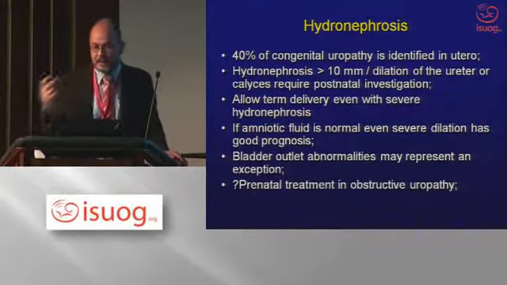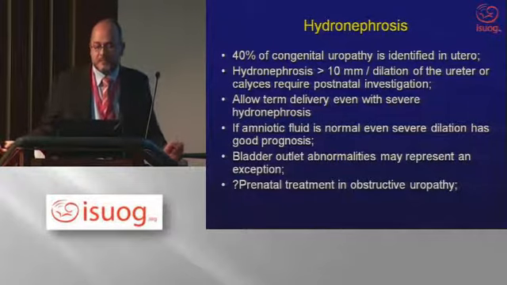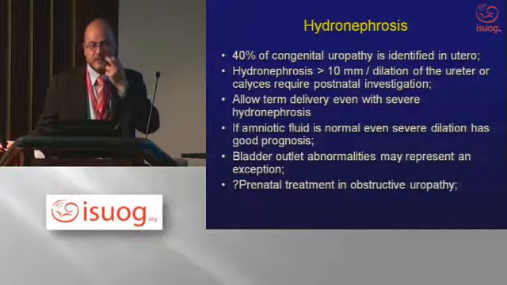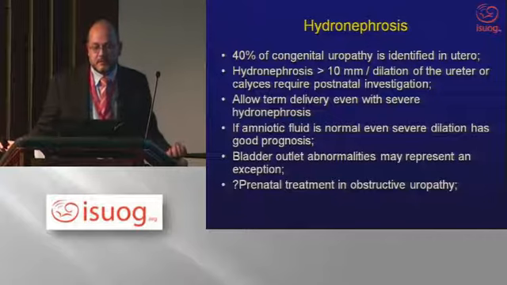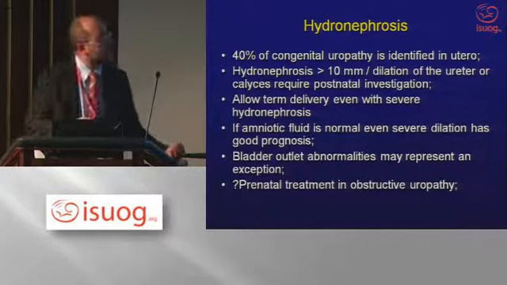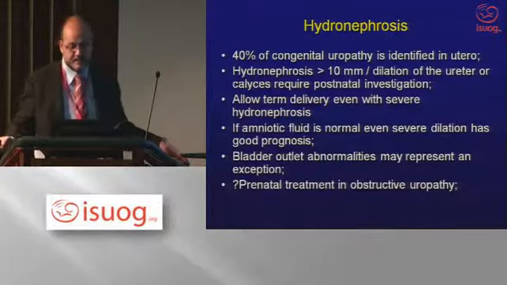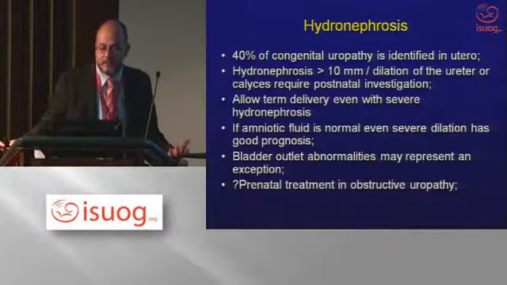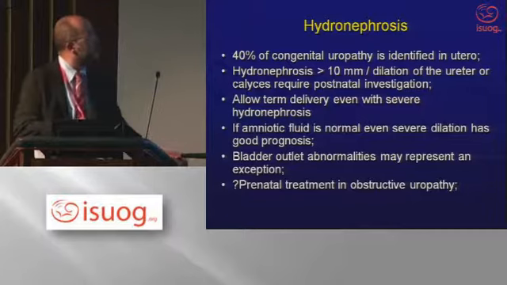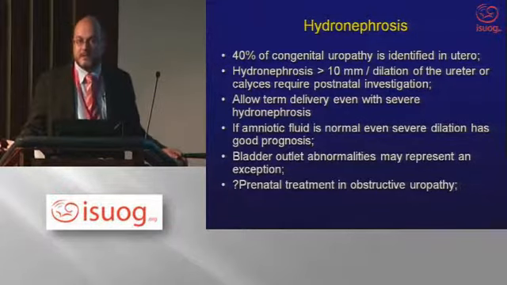A summary slide on hydronephrosis. We pick up about 40% of congenital uropathies in utero. Hydronephrosis that is greater than 10 millimeters in the third trimester, or dilatation of the ureter or calyces, is always pathological and requires postnatal investigation. Even with severe hydronephrosis, if the amniotic fluid volume is normal, the prognosis is pretty good.